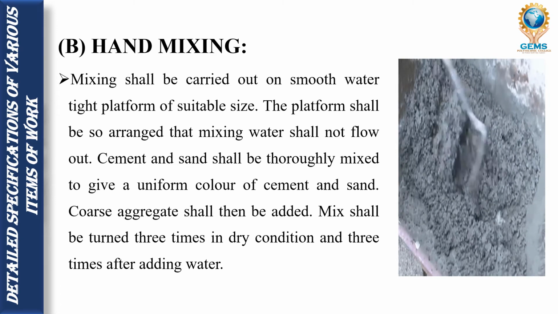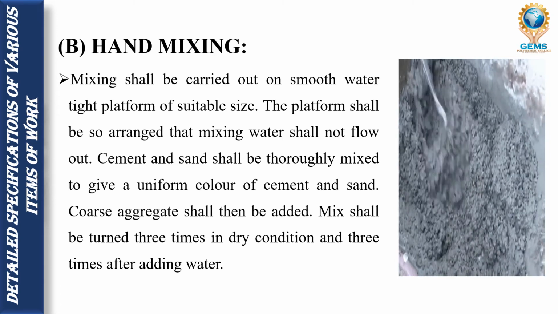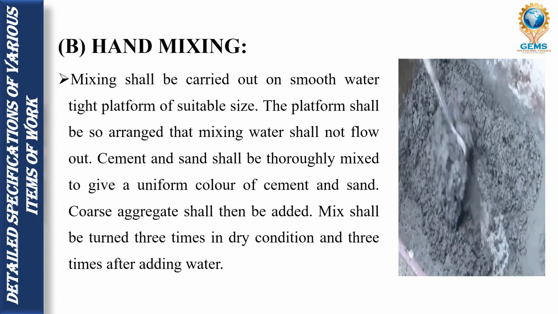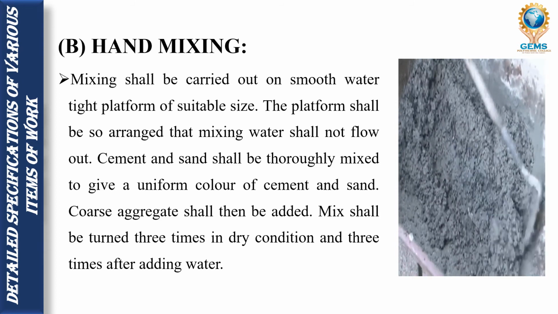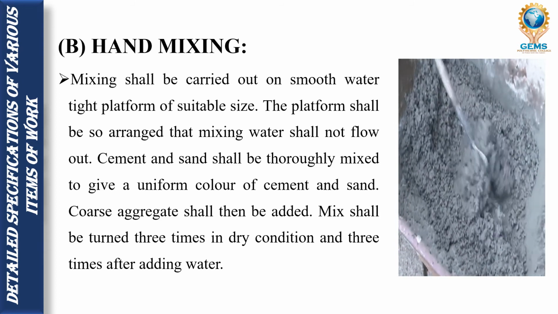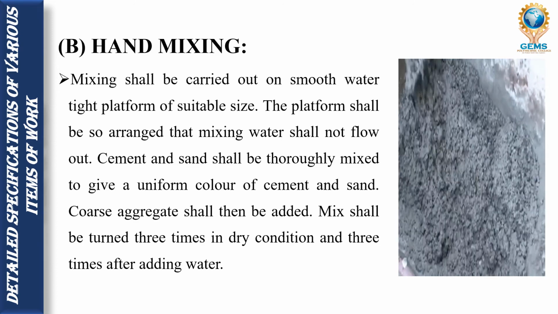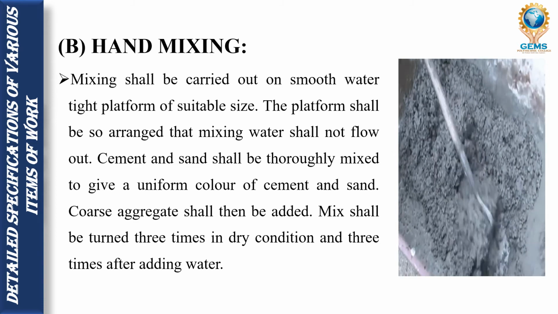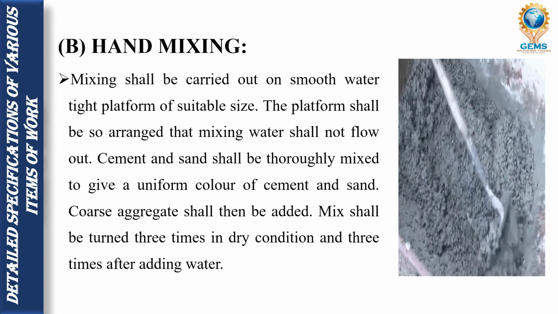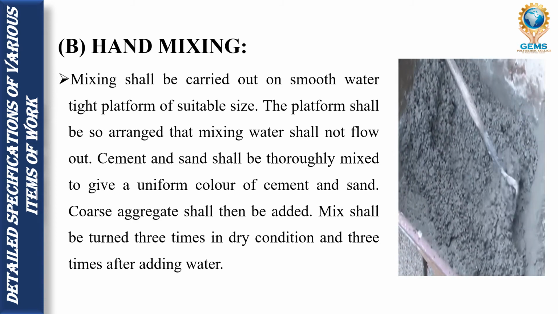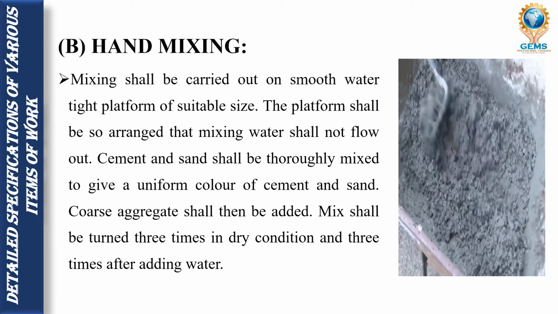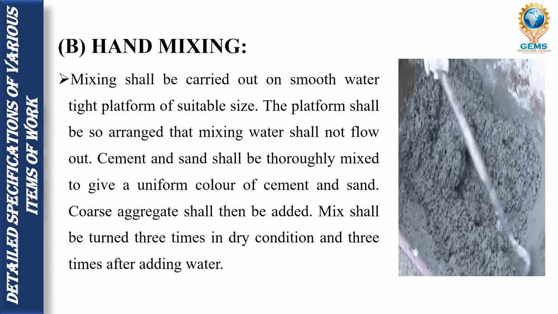Okay, after that we have to mix. First we have to mix the cement and sand. After we get the uniform color of cement and sand, we need to add the coarse aggregate. After adding coarse aggregate, the mix shall be turned 3 times in dry condition and 3 times after adding the water. After that we need to add some water so that we can get the concrete. Okay, so this is about hand mixing.